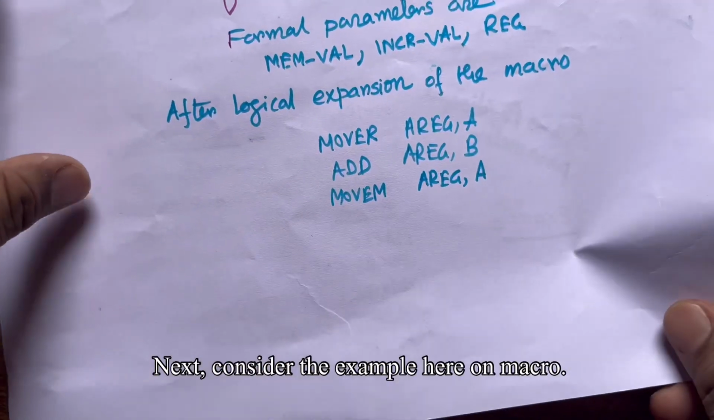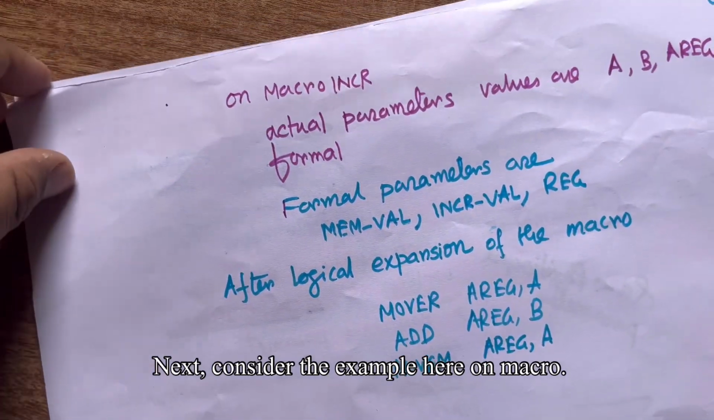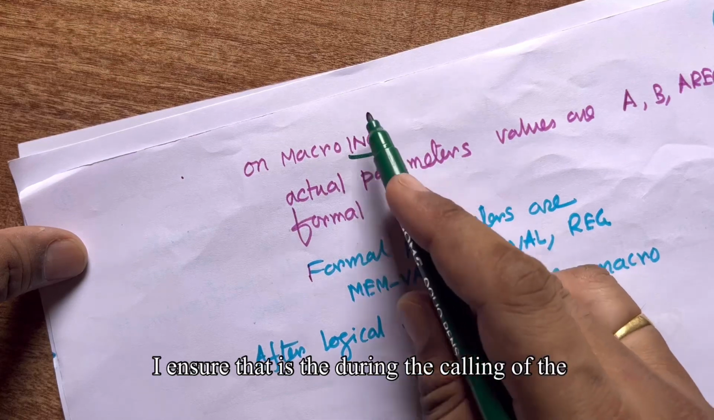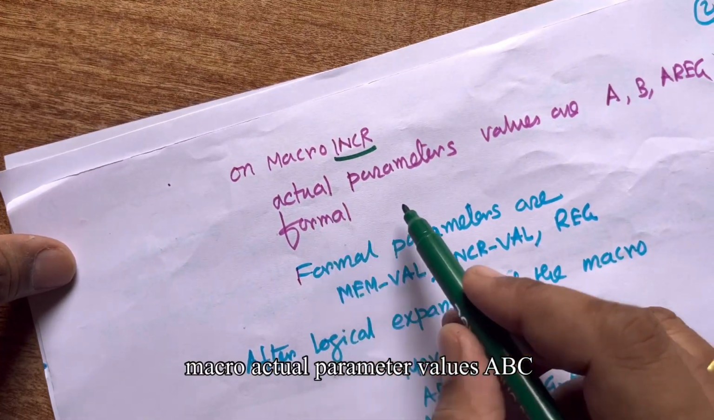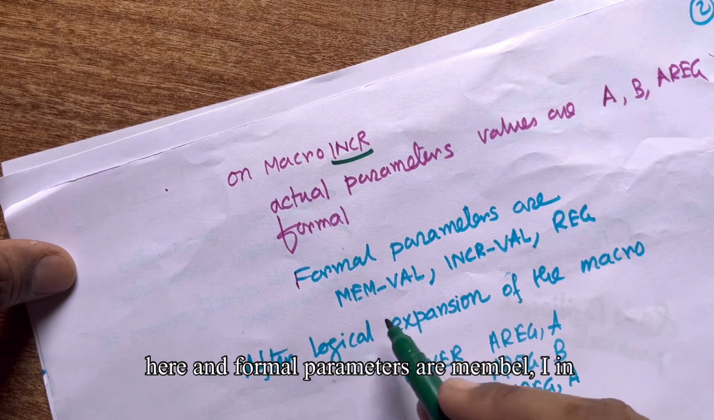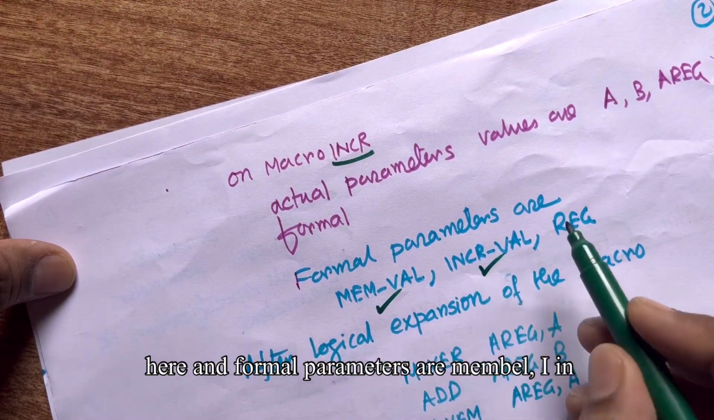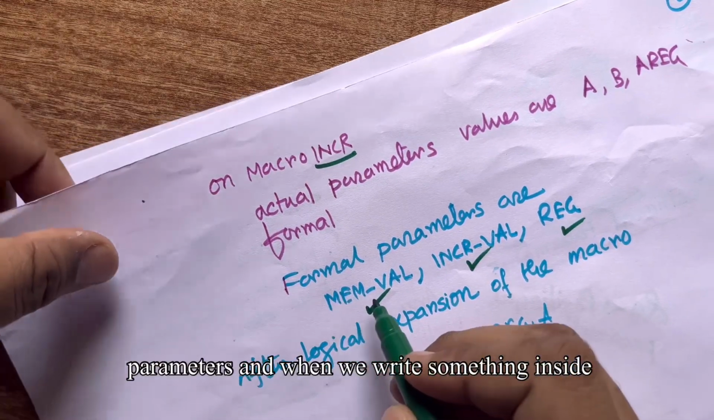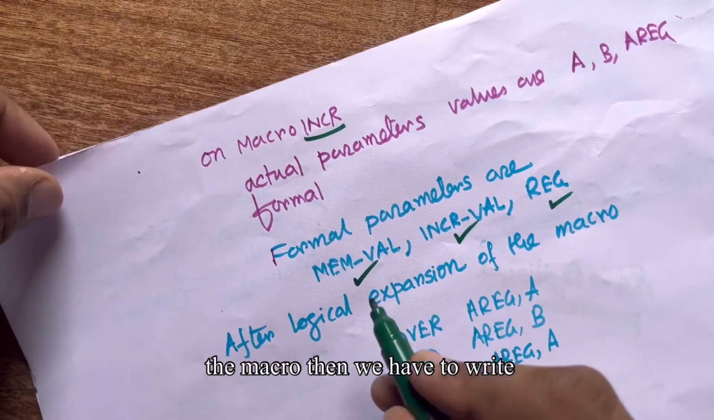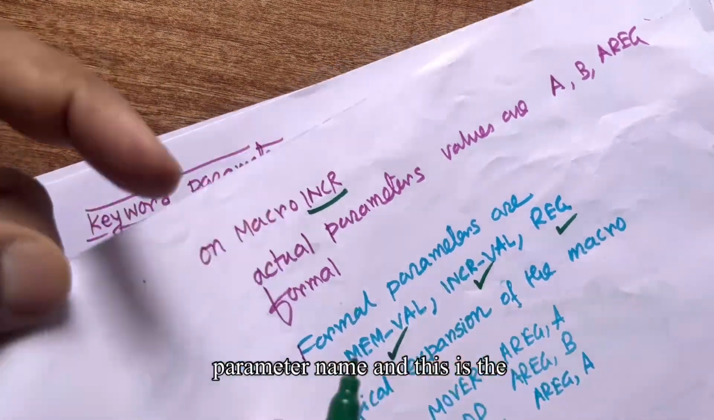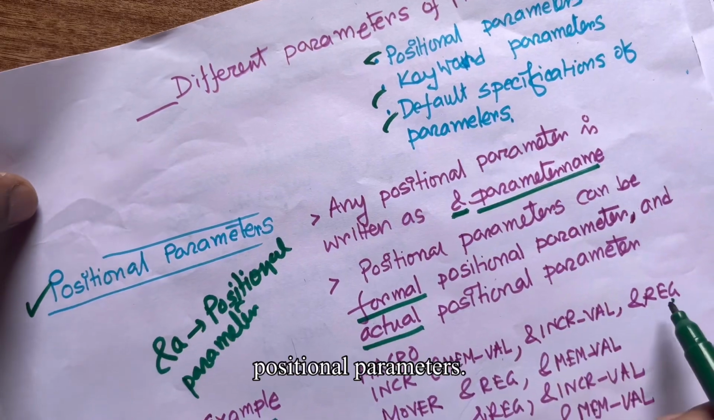Next, consider the example here of macro Einshare. During the calling of the macro, the actual parameter values are A, B, AREG, and the formal parameters are main val, Einshare val, A register. These are the parameters, and when we write something inside the macro, we have to write with the help of ampersand. They are known as parameter names, and these are the positional parameters.